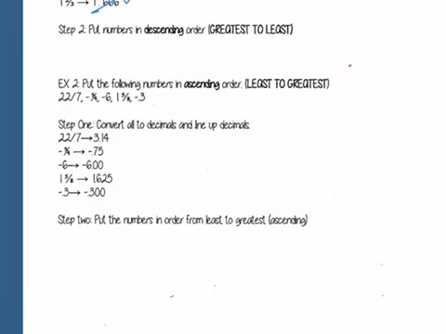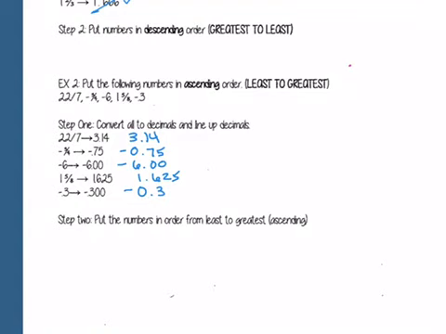Then the last example, ascending least to greatest again. I've got 3.14. I'm going to rewrite these. 3.14, negative 0.75, negative 6.0, 1.625, and negative 0.3. And they're going in ascending order.